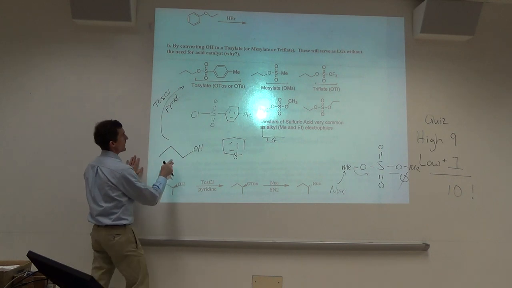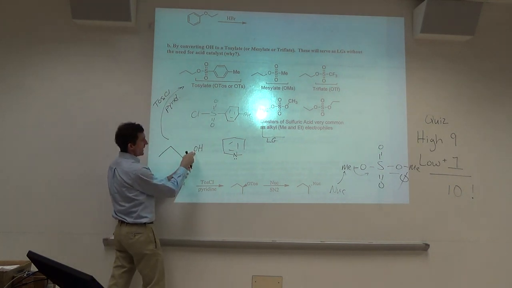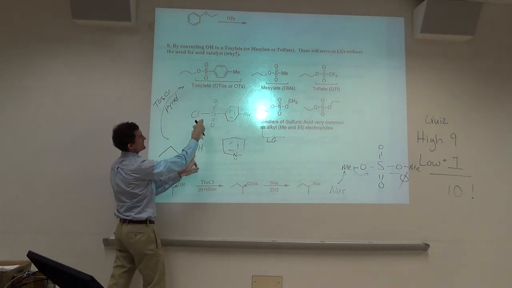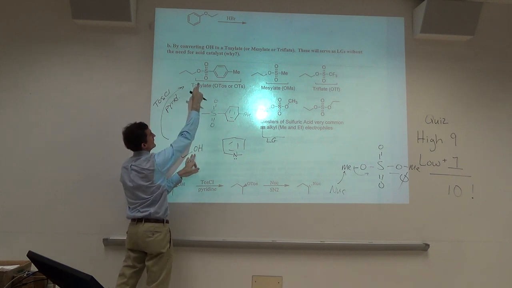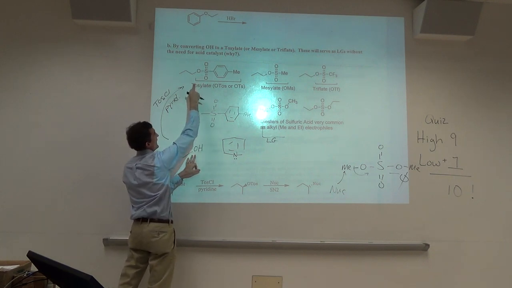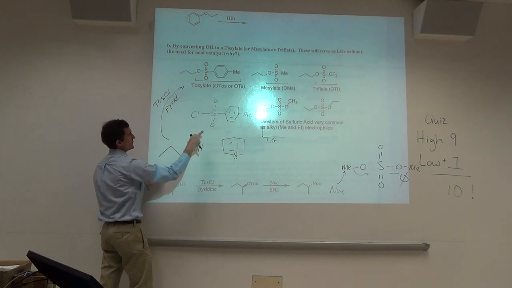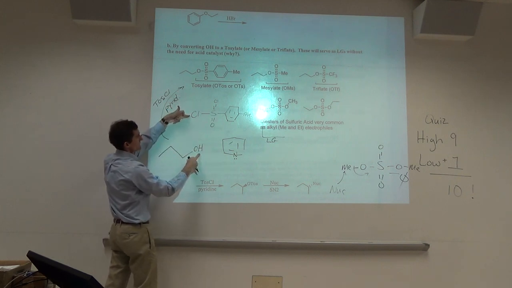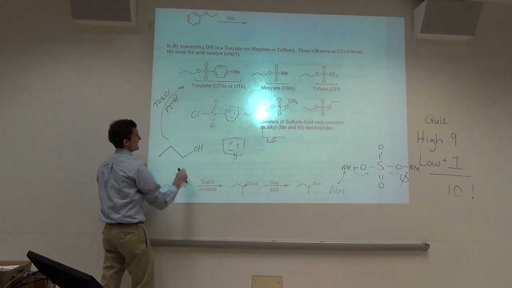How do you get this? Well, look at what's going on here. The oxygen replaces the chlorine. If the oxygen replaces the chlorine, what do you get? You get that, but you also have to lose the H. If you look at this, we also produce HCl. The base picks up the HCl.